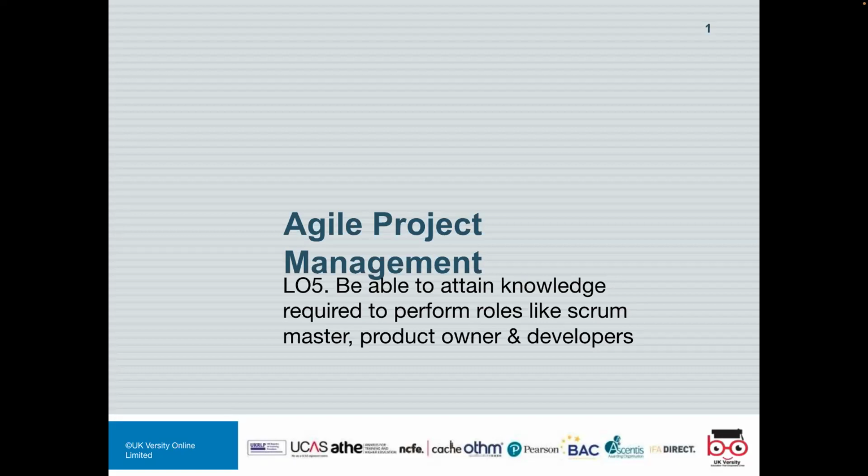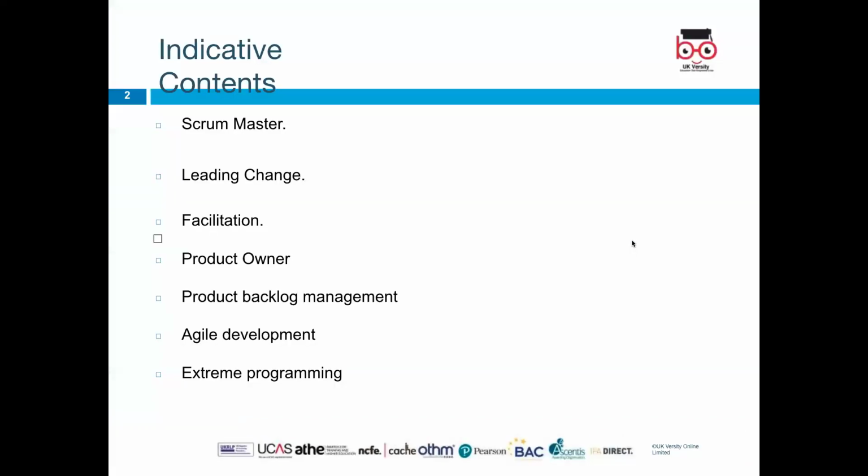So we'll be looking at learning outcome 5 today, which is to be able to attain knowledge required to perform roles like Scrum Master, Product Owners, etc. Last week we looked at what Agile project management is. We looked at the definition of project management and the role of the project manager. So we'll be looking at the roles of the Scrum Master today. These are the indicative content: Scrum Master, leading change, facilitation, product owner, product backlog management, agile development, extreme programming.